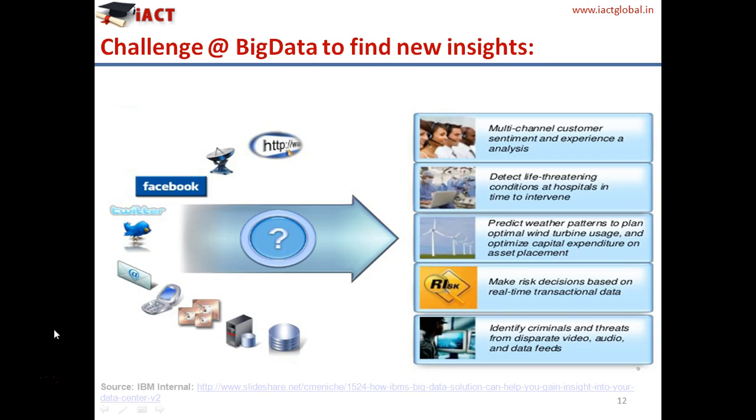Next is predicting weather patterns to plan optimal wind turbine usage. We'll be dealing with a more detailed study of that in the coming slides. Next is making risk decisions based on real-time transactional data. And next is identifying criminals and threats from disparate video, audio, and data feeds. So these are a few challenges that are being addressed using big data.